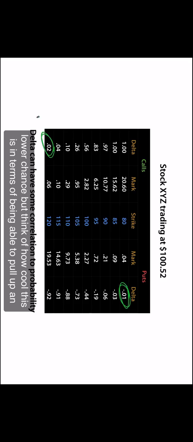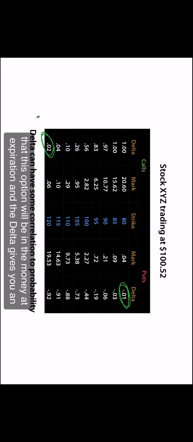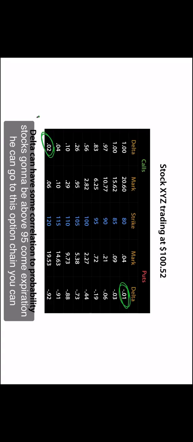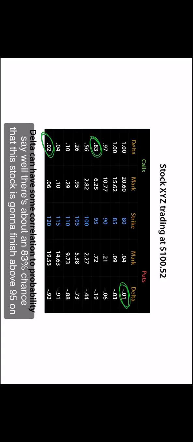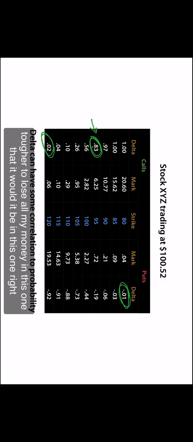But think of how cool this is in terms of being able to pull up an option chain and ask yourself, what's the probability that this option will be in the money at expiration? And the delta gives you an answer. So if I ask, hey Andy, what's the probability that this stock's going to be above 95 come expiration? He can go to this option chain and say, there's about an 83% chance that this stock's going to finish above 95 on expiration. This is why this is cool. This is why this is a safer option than this one. It'd be tougher to lose all my money in this one than in this one, right?